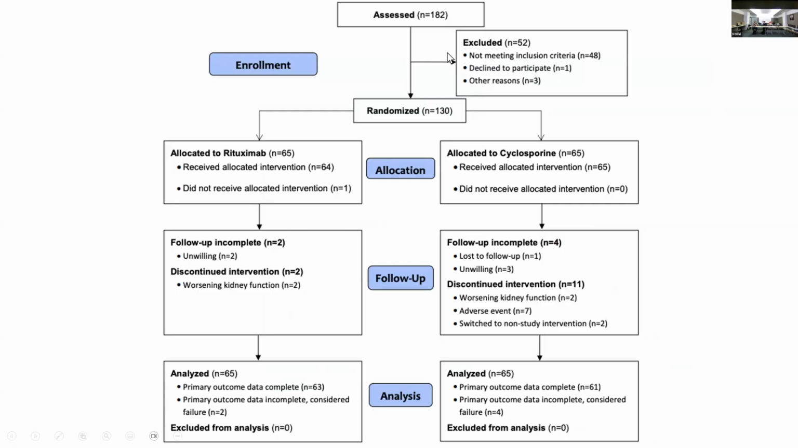In terms of enrollment, they assessed 182 patients, excluded some for not meeting criteria, and randomized 130. So 65 received rituximab and 65 cyclosporin. And this was the group that was lost to follow-up, where they stopped the intervention. And then they analyzed that data.